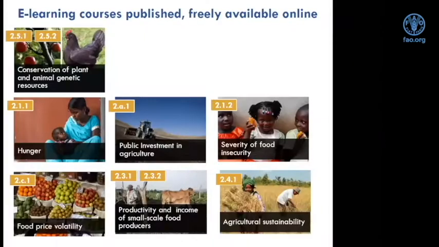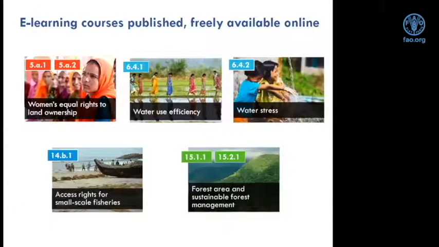Now, as I've mentioned, we have developed e-learning courses for most of the SDGs that we are custodian agency for. These e-learning courses have been published and are available freely online on the FAO SDG page, which I will provide the link to. You can go there and take these courses at your own convenience to familiarize yourself with the methodologies of these SDG indicators. Here are some more online courses that we have developed.